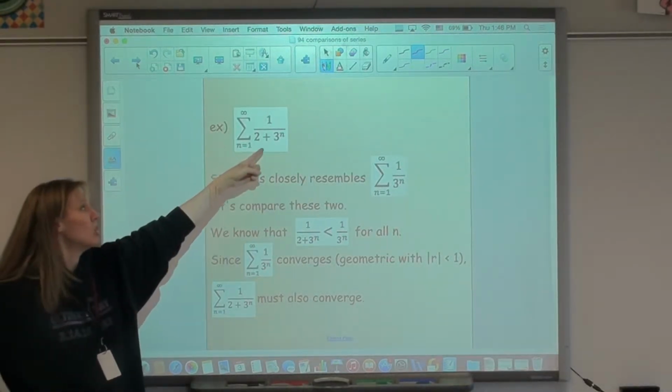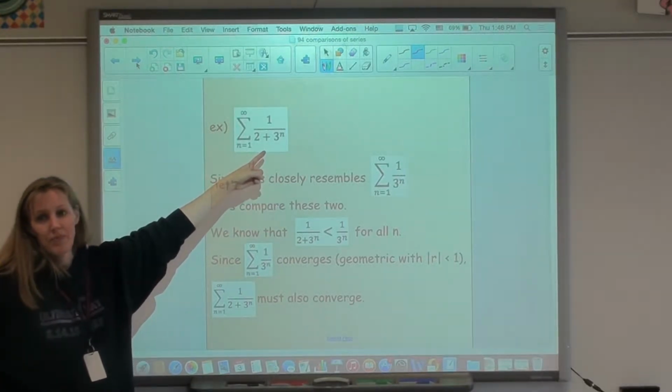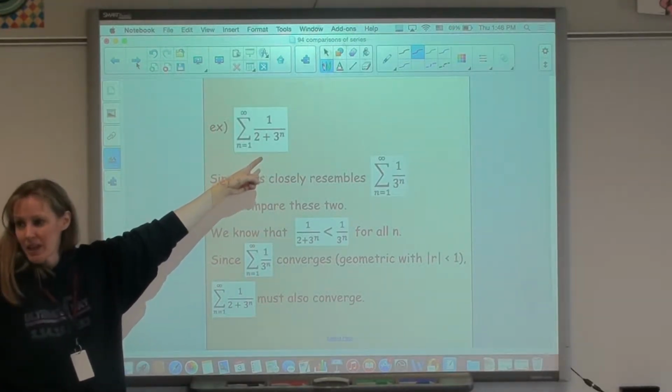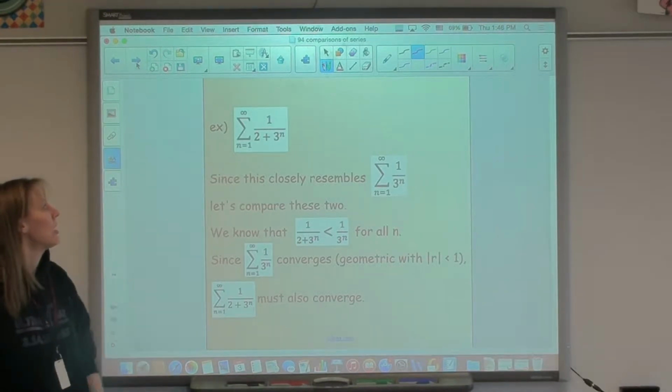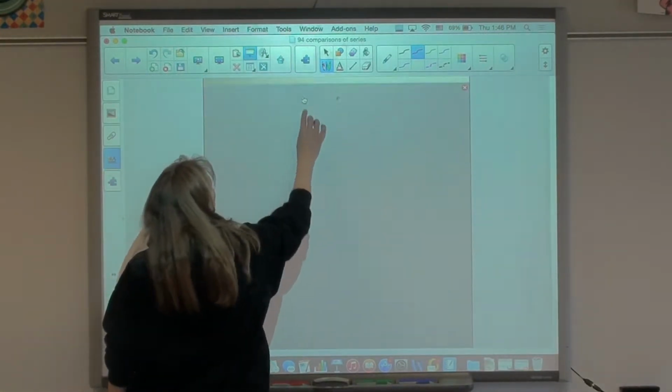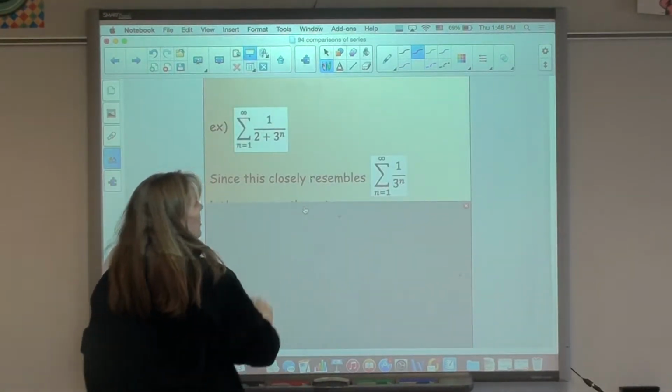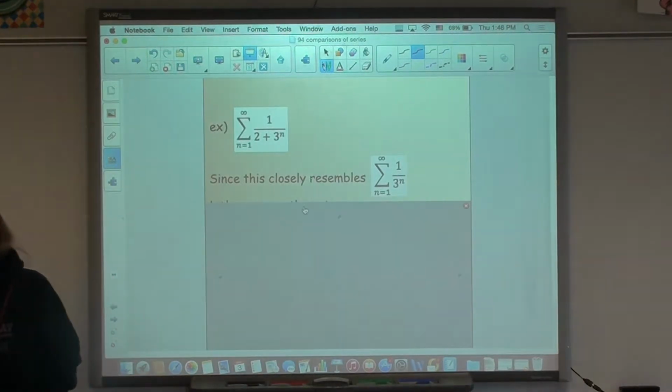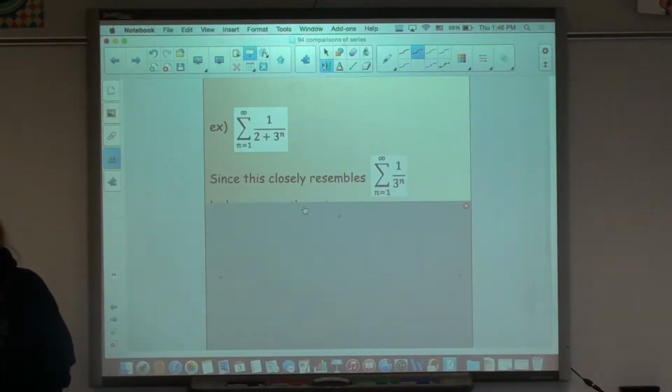What does this one look a lot like? 1 over 3 to the n, right? So since it looks like 1 over 3 to the n, does 1 over 3 to the n converge or diverge? Converge. How do you know it converges? Well, r is 1/3.